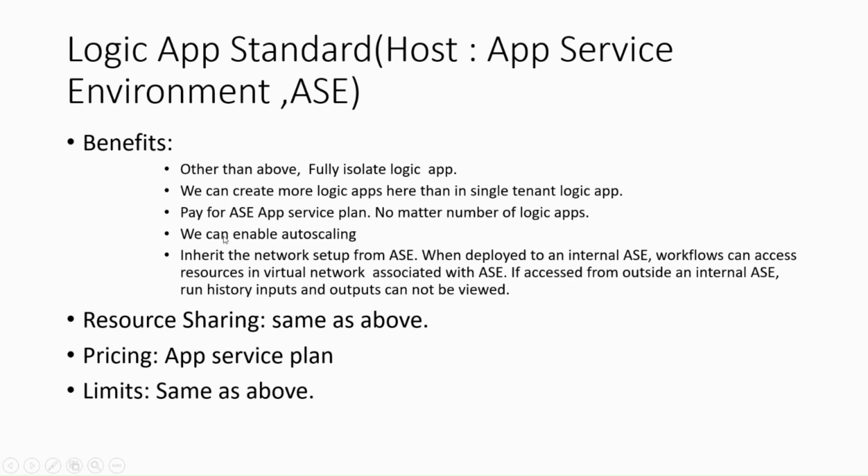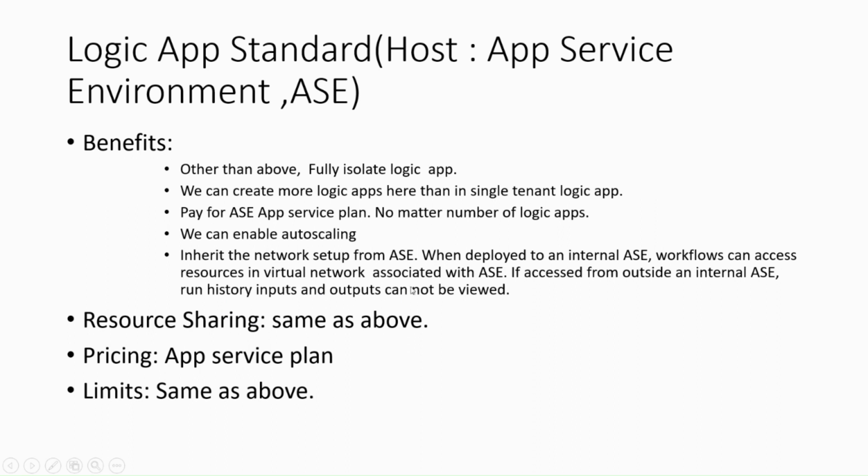Also, we can enable auto scaling. Let's say for example, we have an HTTP triggered Logic App and we are getting more requests to that, then we can enable auto scaling, right? So by auto scaling, what it means is we can assign more resources to that App Service Environment. Okay, and here also we inherit the network setup from ASE. When we deploy to an internal ASE, the workflows can access resources in a virtual network associated with ASE. And if accessed from the outside, an internal ASE's run history inputs and outputs cannot be viewed.